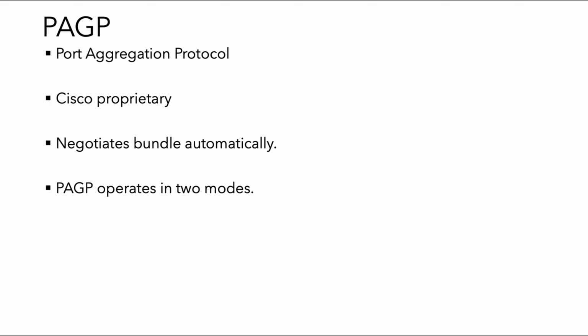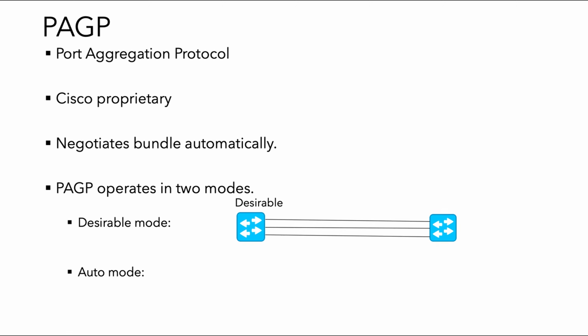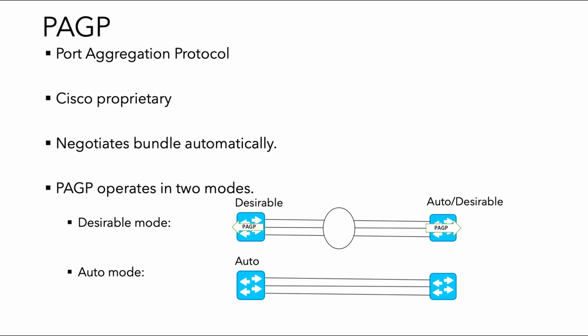PAGP operates in two modes, desirable mode and auto mode. In desirable mode, it actively negotiates PAGP aggregation. Ether channel will form if the remote end is configured as auto or desirable mode. Whereas in auto mode, it passively negotiates PAGP aggregation. Ether channel will not form if the remote end of the link is also configured with auto mode. It expects the negotiation to be started from the peer end.